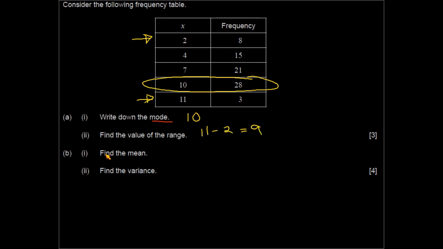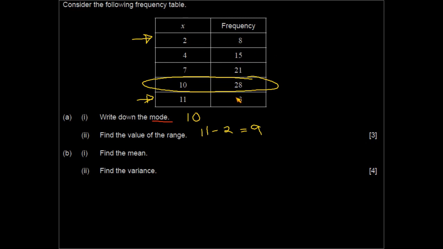Alright, next it asks us to find the mean. In order to find the mean, what we need to do is to sum up all of the numbers. So I'd have to do 2 plus 2 plus 2 plus 2 eight times, then add 4 lots of 15, 21 lots of 7. So what I would actually do is multiply the frequency by the value, which would give me 16, and then 4 by 15, which would give me 60. Then I'd add all those together and then divide by the total number for the frequency.